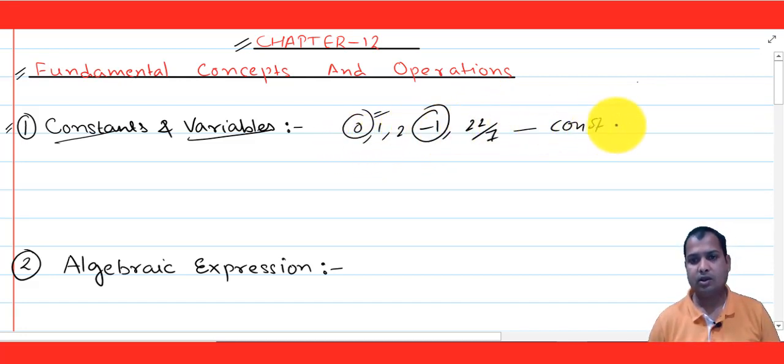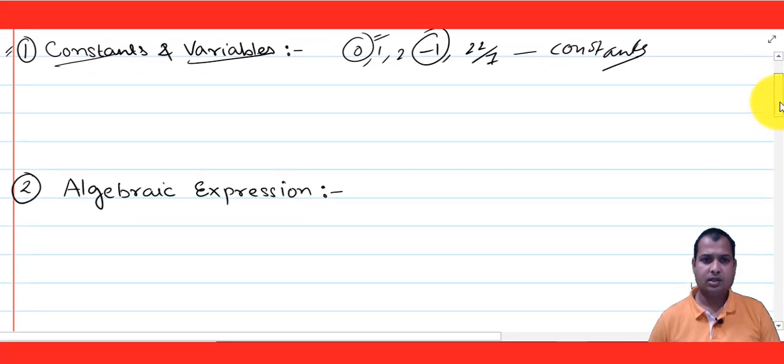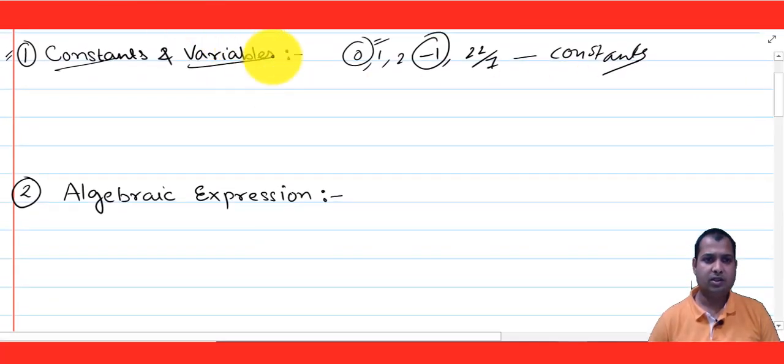These are called constants. So in your copy, you are not supposed to write this, okay. So what you will do, you will watch this video, you will understand it, you will remember it, okay. No need to write in your copy, okay, because these things were, I think it was already taught to you in class 7, okay. Now, so constant is clear to you. Now let us see what do we mean by variables, okay.